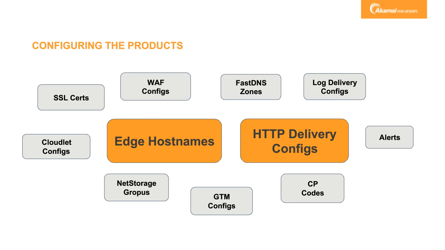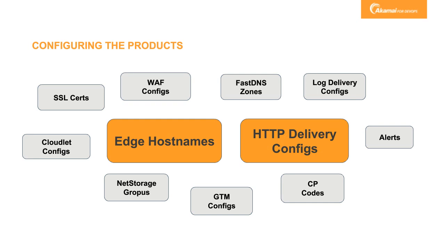In order to deliver HTTP traffic over Akamai, you need at least two things. You need an edge hostname to map your end users to the closest or most optimal edge server at that given time. And this is done via a CNAME. So you'll take your hostname and CNAME that over to an Akamai edge hostname. That will get you to the most optimal server at that time.